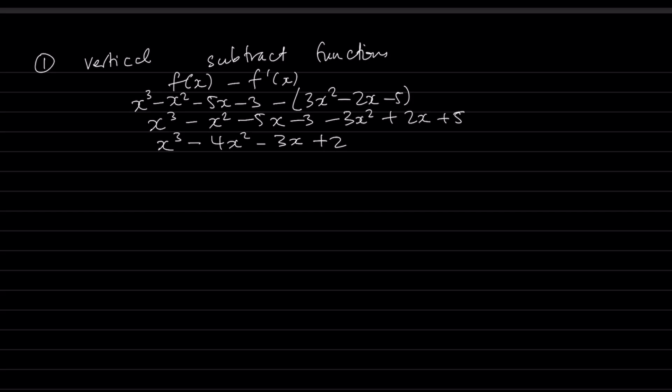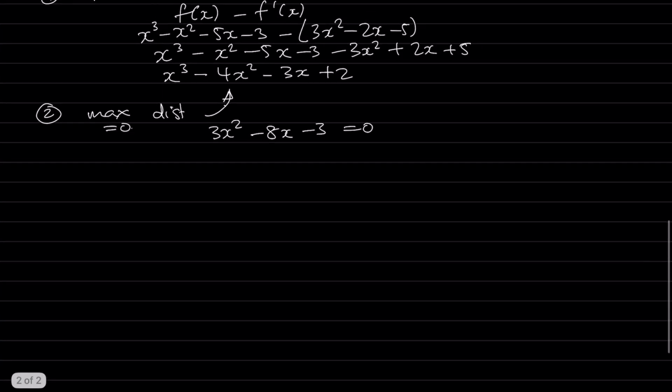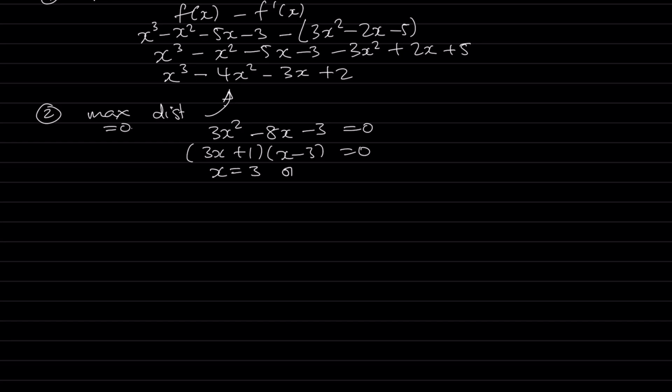Now, if you want to get the maximum distance, we take the derivative. So we'll take the derivative of this. The derivative of this is going to be 3x squared minus 8x minus 3, and you equate it to 0. Now, factorize. Okay? Now to factorize this, we're going to get 3x plus 1 and then x minus 3 is equal to 0. That means x is equal to 3 or x is equal to minus 1 over 3.